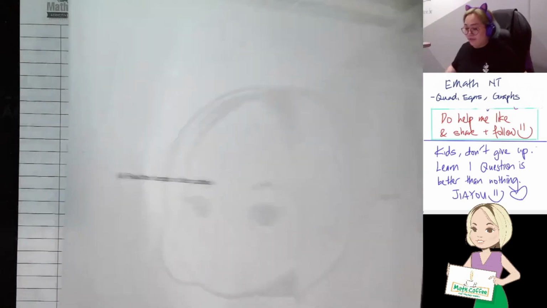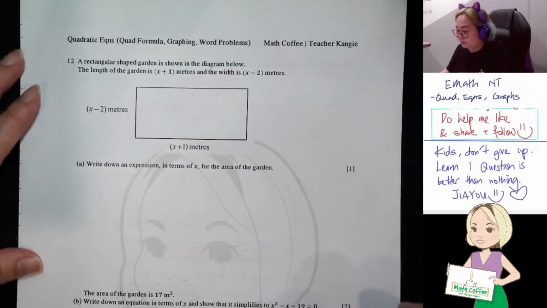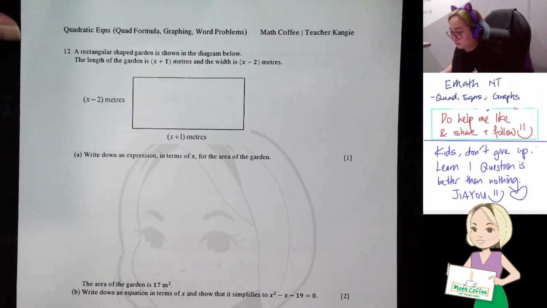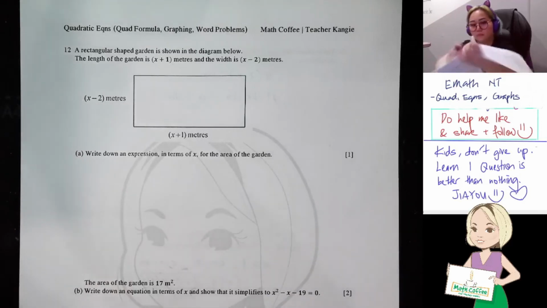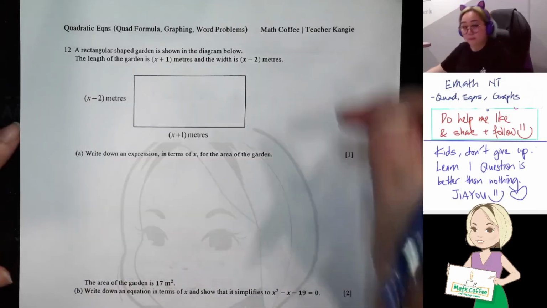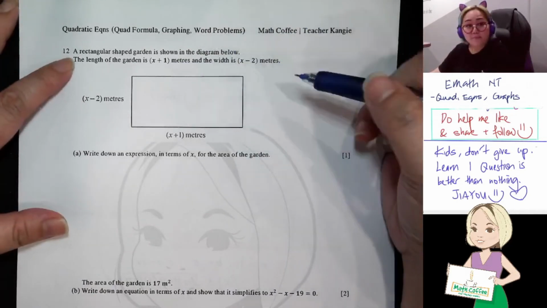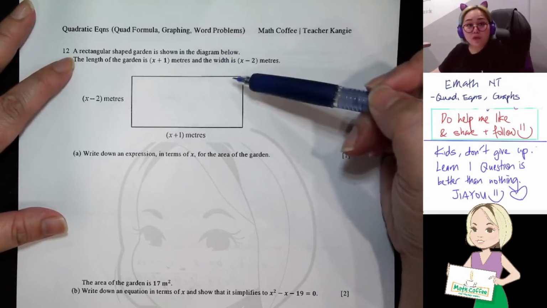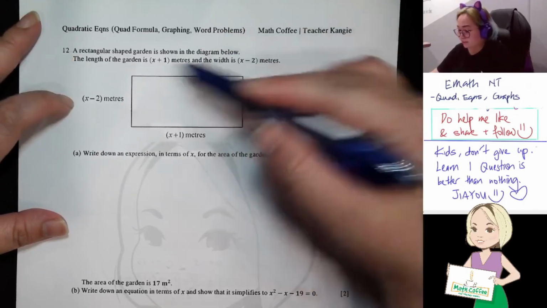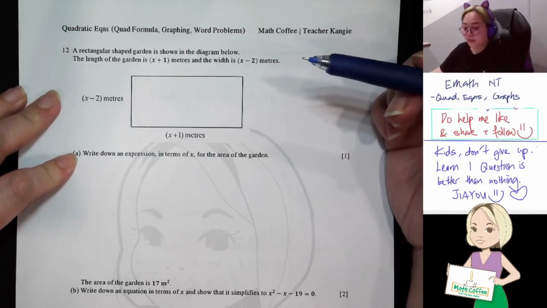Yeah, we are left with the last question for the night. Okay, I hope by now you're already super expert in using the quadratic formula. A rectangular shaped garden is shown in the diagram below. The length of the garden is x plus 1 meter and the width is x minus 2 meter. Write down an expression in terms of x for the area of the garden.